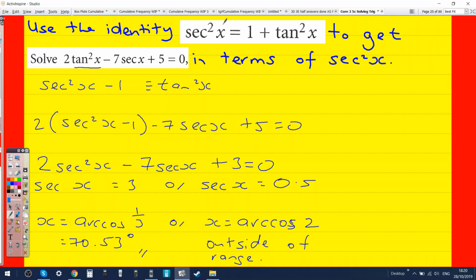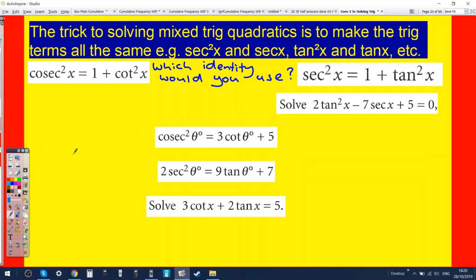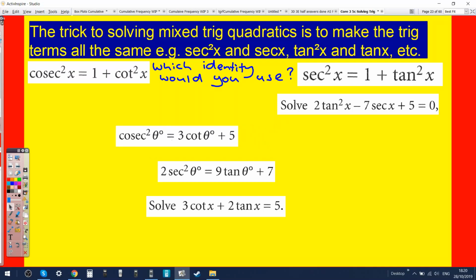Yes, so the reason why we use this identity is to get it as everything tan or everything sec so that we can solve it. So let me go back. So going back here, this is the one we did, and that matches up with this identity. So what would you do? Which identity would you use for the second one to get them all as cosec or cot?